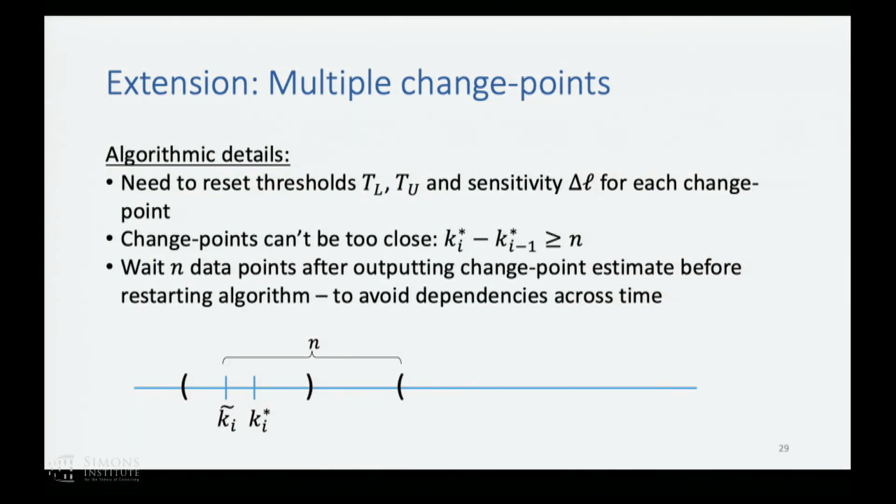Additionally, we don't want to accidentally use data from the wrong distribution, because again, if I started my new window here, then I would have some points here that are not actually drawn from P_i, but they're actually drawn from P_{i-1}. And so that will throw off our math. And so we wait n points, and then we start a new window.